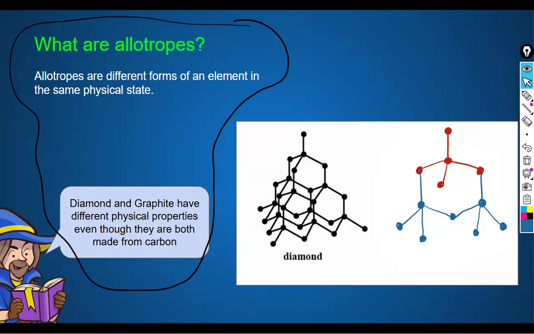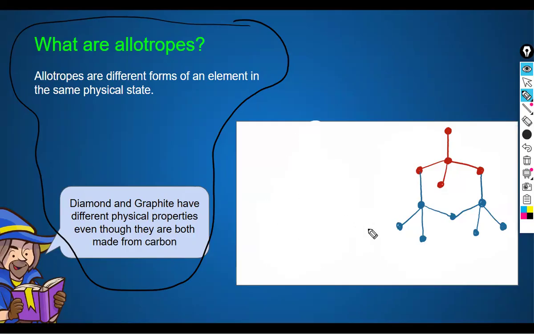So now we'll draw the other one, the graphite. The graphite gives a little bit of trouble to draw, but graphite is just hexagons joined together. Right, I'm going to erase this here.